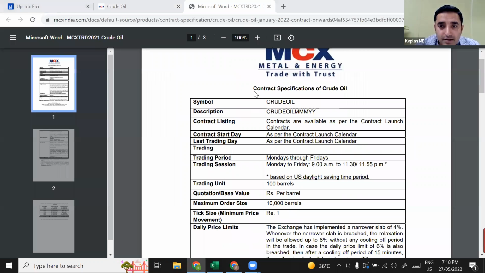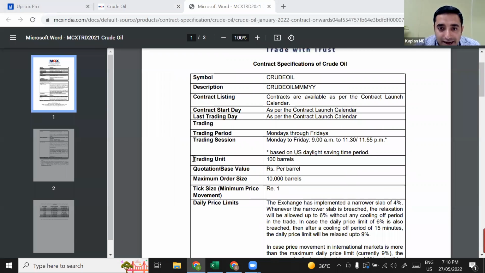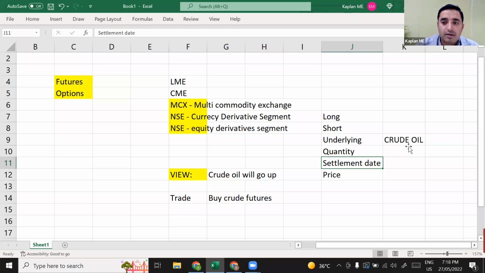So if you see contract notes, the trading unit is 100 barrel. Which means if I enter into one contract, it has to be 100 barrel. So it's always in multiples of 100 barrels. Clear? So here, I don't have an option. Quantity has to be in multiples of 100 barrels. Now there are other products also.